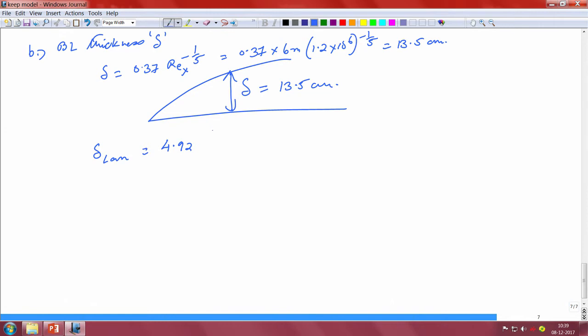4.92 into Reynolds number x to the power of minus half. So it is a much stronger dependence. So 4.92 into 6 meter, into 1.2 into 10 to the power of 6 raised to the power of half. So it basically becomes 2.7 centimeter, because Reynolds number is in the denominator, right.